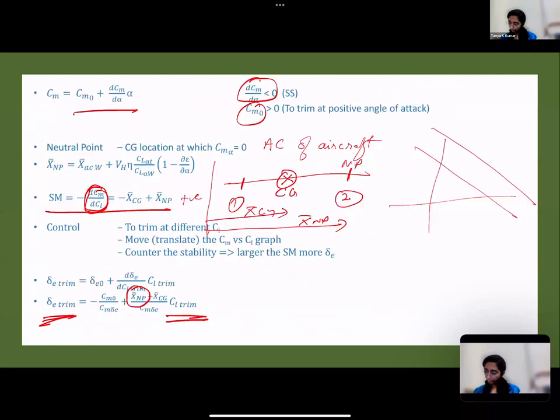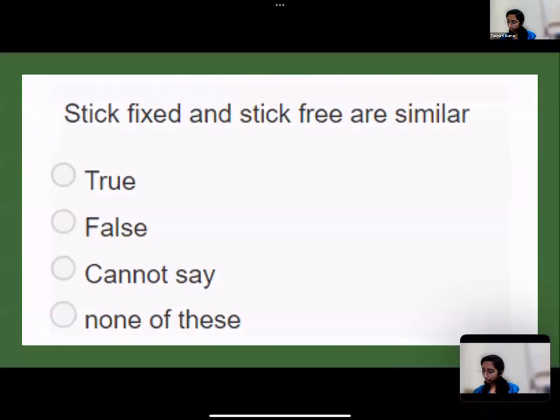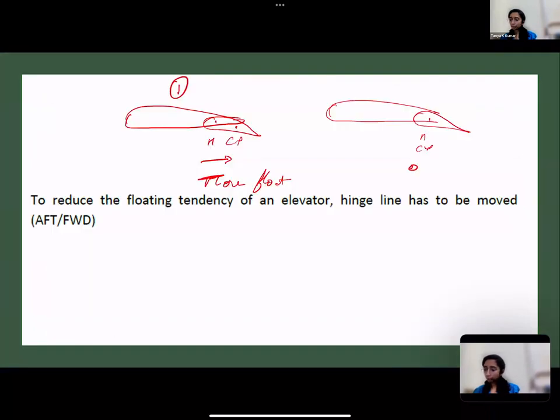So if your CP and hinge point are at the same place, then you will have no moment. So no floating tendency. Correct? Your delta E float will become 0. So if I move my hinge point towards CP and it becomes at the CP, I'm reducing the floating tendency. The delta E float becomes closer and closer to 0. Correct? Because there will be no moment produced. Yes. So it has to be moved aft.